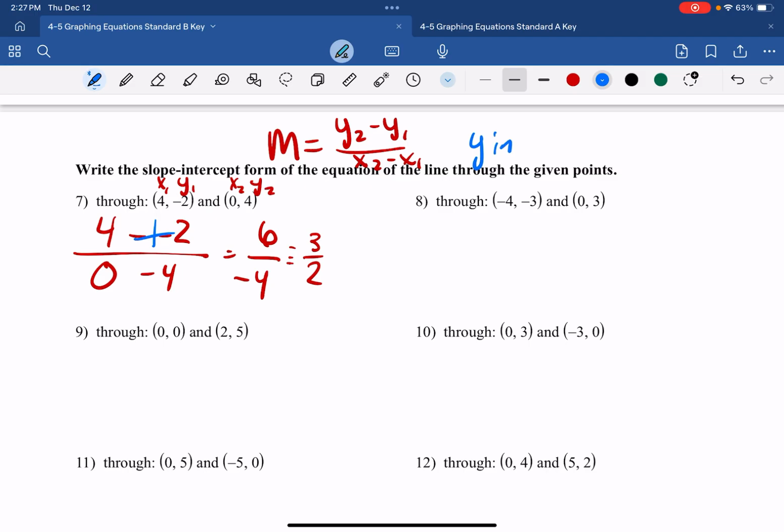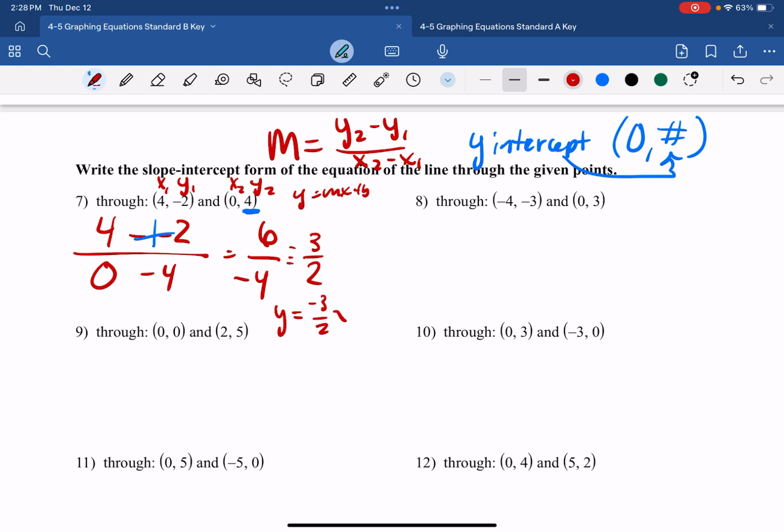Okay, so you got to find that slope. Now next, the y-intercept. Notice these are points. Well, one of these points is the y-intercept. It's the point that has 0 for x and a number for y. The y-intercept is that number. So our y-intercept on number 7 is 4. So when we write our equation, remember it's going to be y equals mx plus b. Y equals the slope, -3/2 x, and then plus 4.